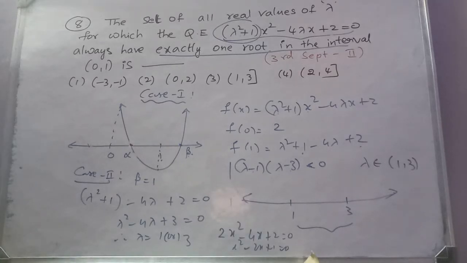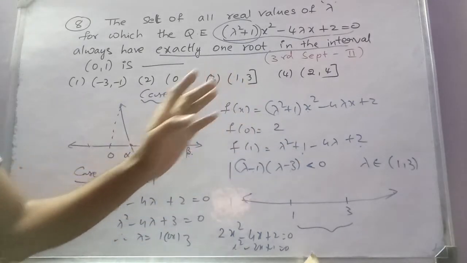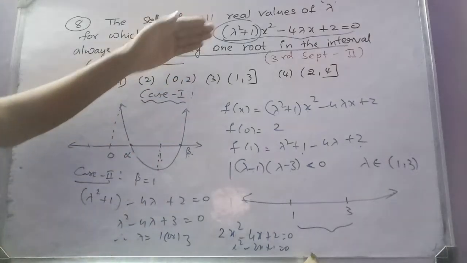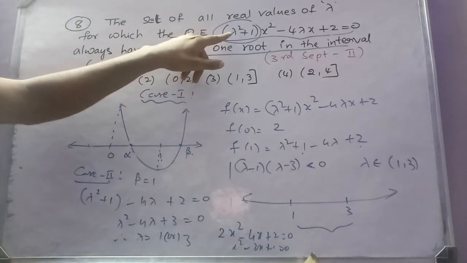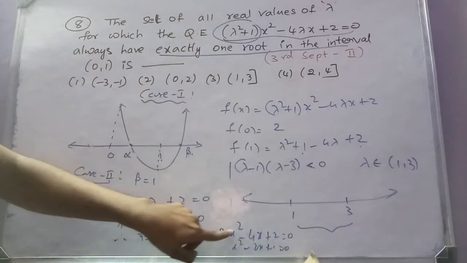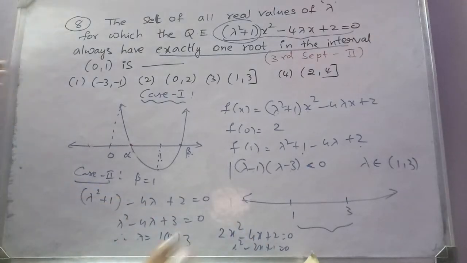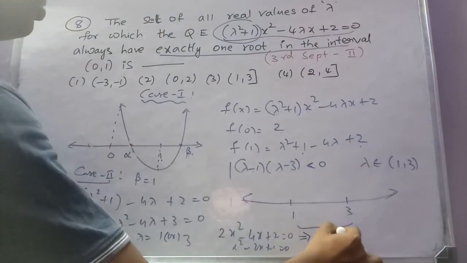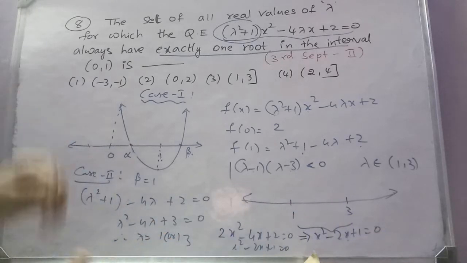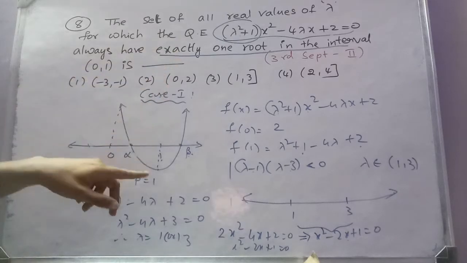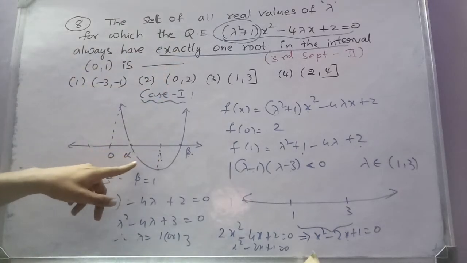Then you might be thinking, sir, if lambda is equal to both 1 and 3, then the answer must be the closed interval [1, 3], right? Simple. You have to resubstitute the lambda is equal to 1 value. Then you will get 2x square minus 4x plus 2 equal to 0. So that means x square minus 2x plus 1 equal to 0. This will give you repeated roots. Repeated roots means both alpha and beta are same, but alpha and beta cannot be same because according to the question, exactly one root is present in the interval 0 and 1. Both the roots cannot be between 0 and 1.